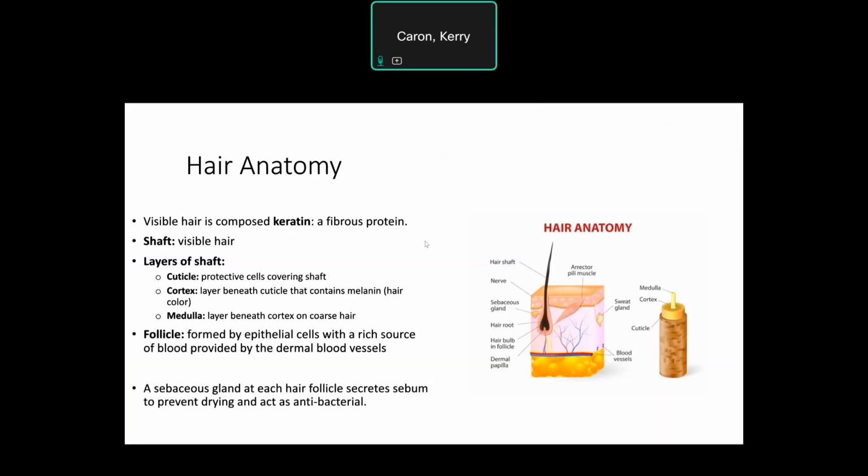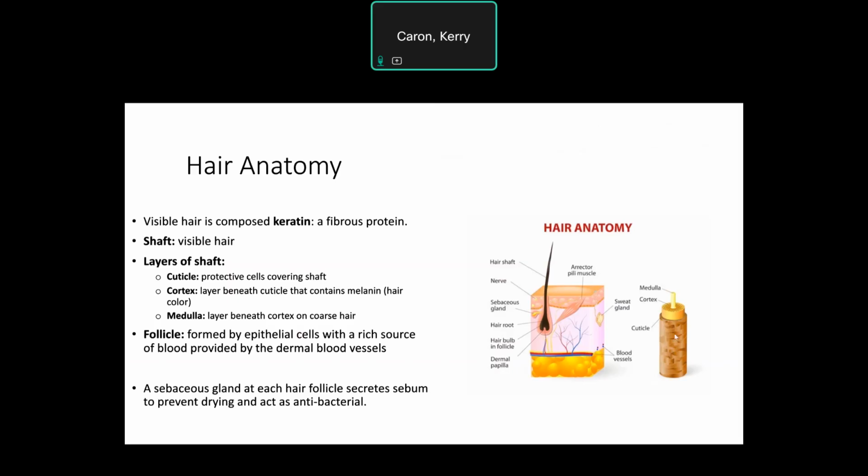So hair anatomy, most of hair is keratin, and that's a protein. Okay. The hair shaft is the visible hair that we see. You have a hair cuticle that protects the hair. You have the cortex, which is the layer beneath the cuticle that contains the melanin or the hair color.